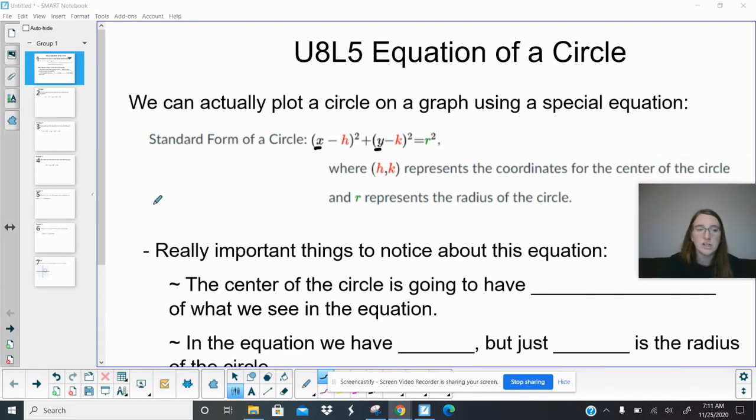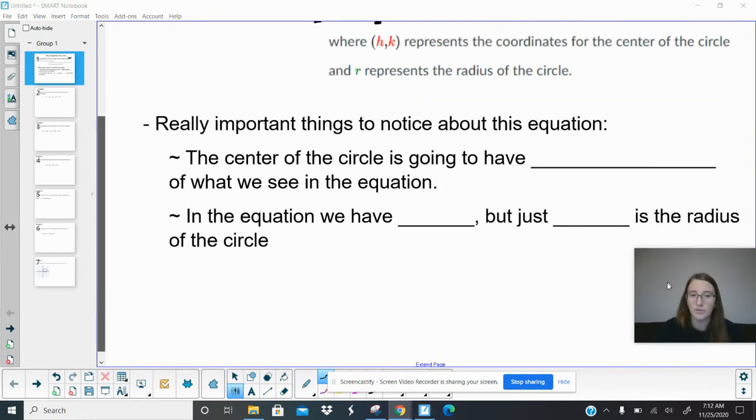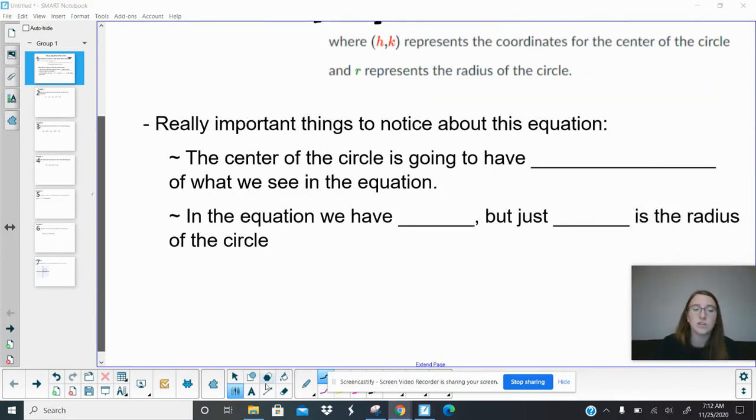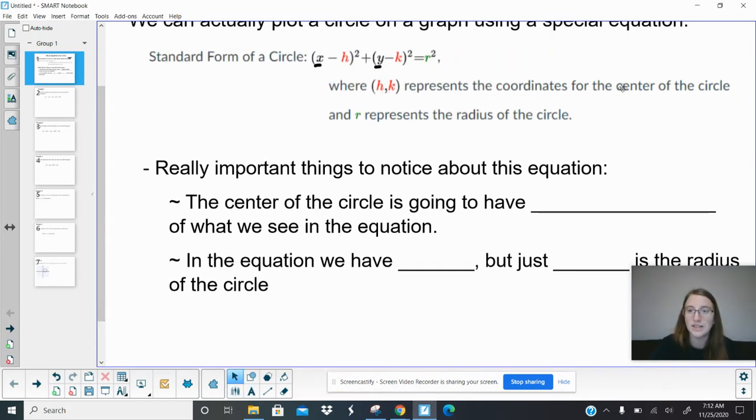Some really important things to notice about this equation, and we're going to practice them though, is the center of the circle. Because h and k represent the coordinates for the center of the circle, so where the point would be on the graph for the center, r is the radius of the circle. So remember, radius is the distance from the center to the outside of the circle. So we have those two pieces in this equation.